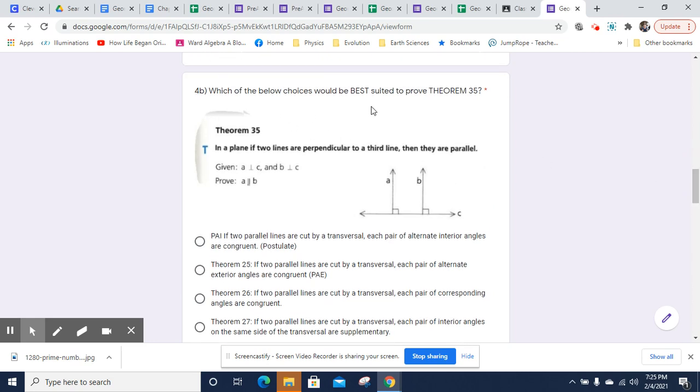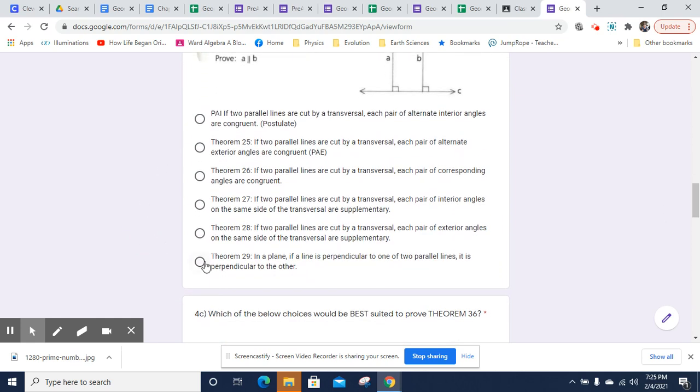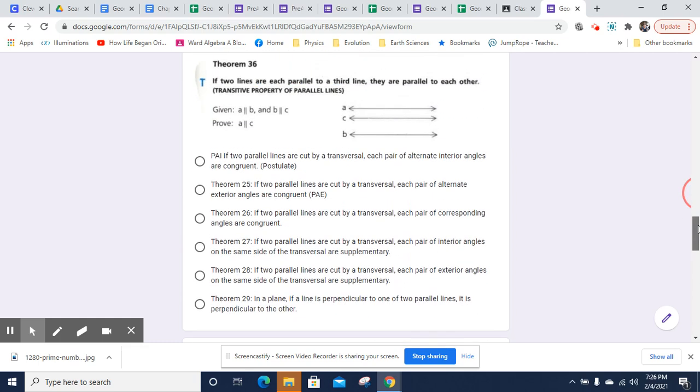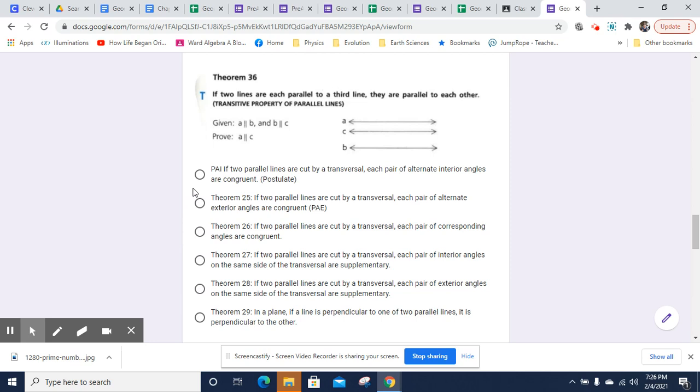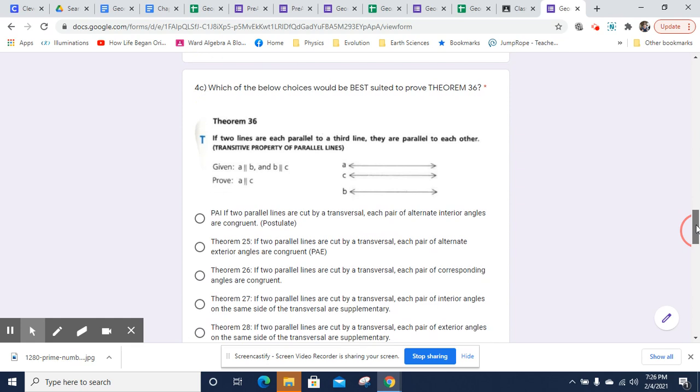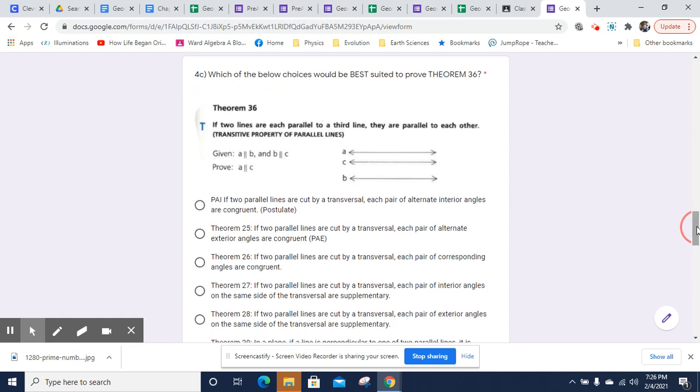Which of the following choices would best be suited to prove Theorem 35? If in a plane, two lines are perpendicular to a third line, then they are parallel. So let's look for something where in a plane, if a line is perpendicular to one of two parallel lines, then it is perpendicular to the other. Now, this one, I probably need to change into a more open response type of situation. And I'm going to change the question a little bit from what is in this version for this video.